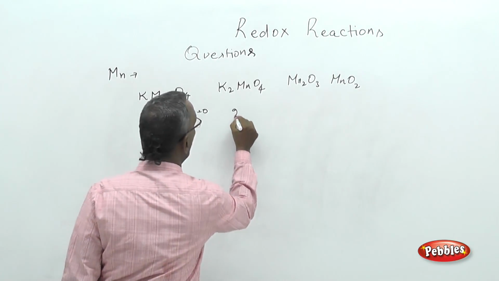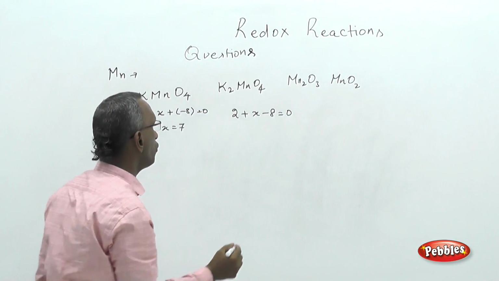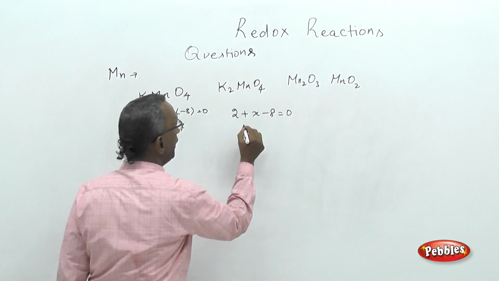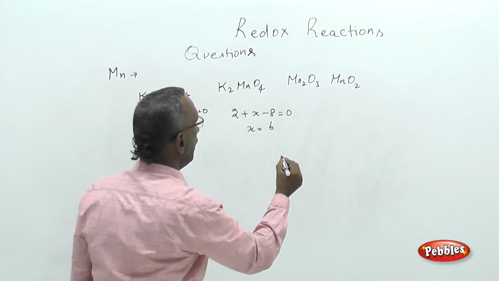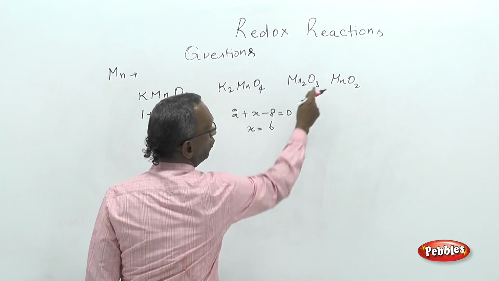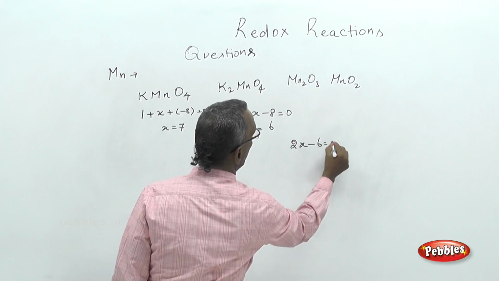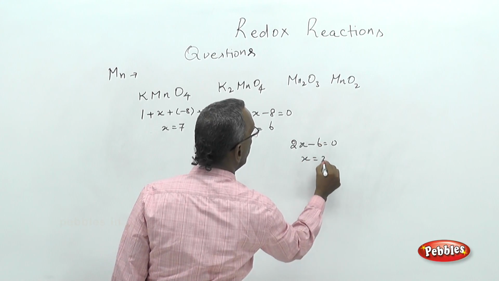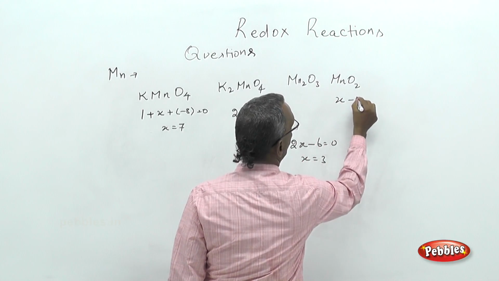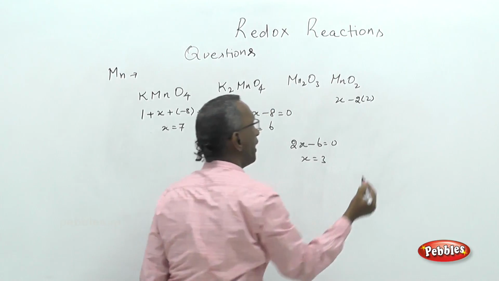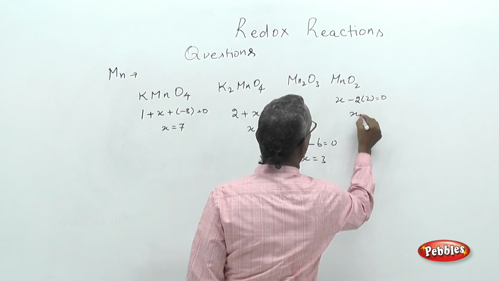Here, 2 plus x minus 8 equals 0, or 2 minus 8 is minus 6, so x minus 6 equals 0, or x equals 6. In the third case, 2 3s are 6, 3 2s are 6. In any fashion, you can write 2x minus 6 equals 0, or x equals 3. Last case, x minus 2 into 2, there are 2 oxygen atoms whose oxidation state is minus 2. So x equals 4.